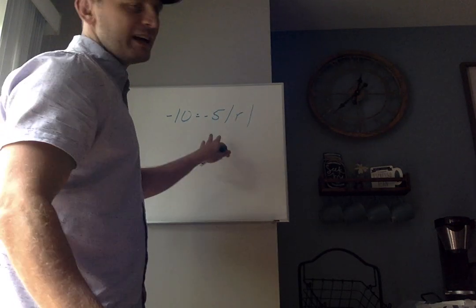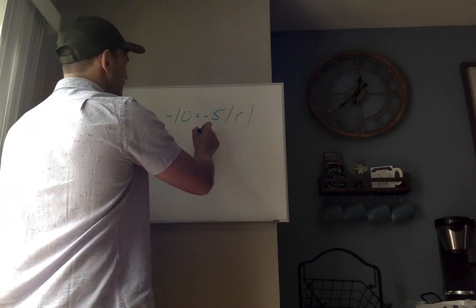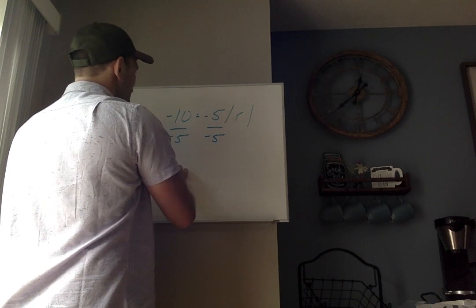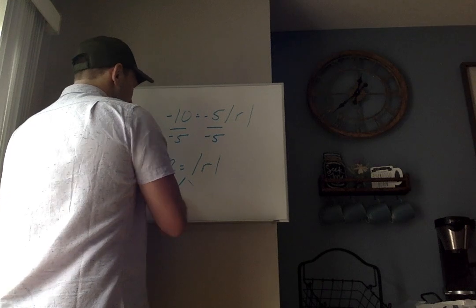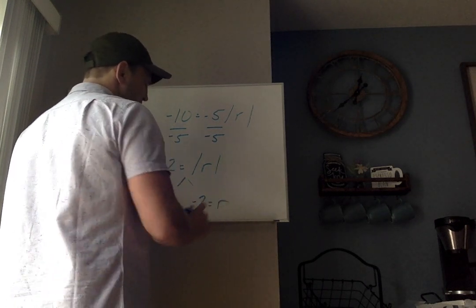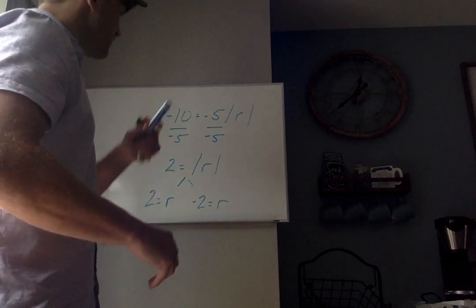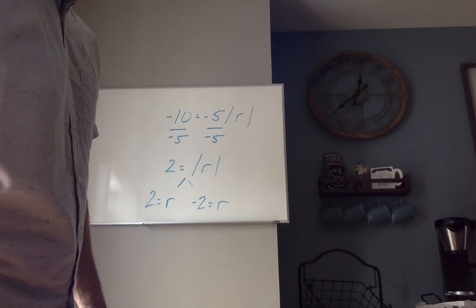So it's negative 10 equals negative 5 times the absolute value of r. I'm going to divide by negative 5, and I have 2 equals the absolute value of r. Then I can break this apart, and I have 2 equals r and negative 2 equals r. The question actually asked me how many solutions it has, and notice I have 2 solutions. So I'm going to select that, and I'm going to move on.